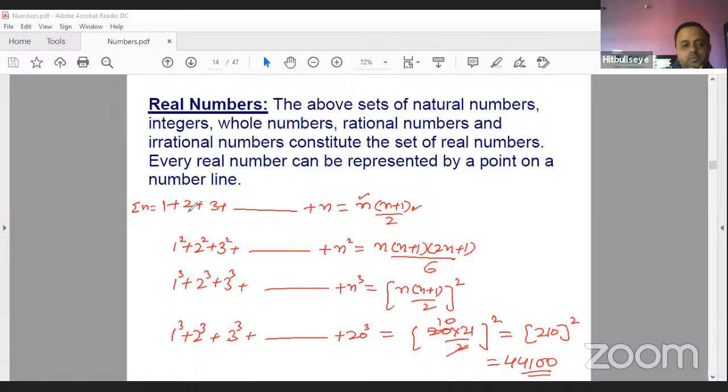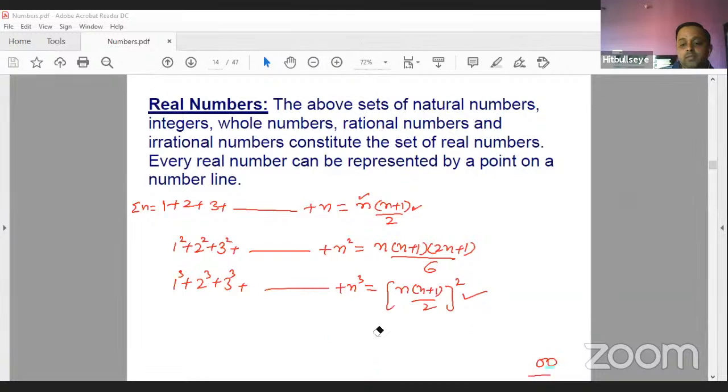So sum of first n natural numbers is given by this simple formula, n into n plus 1 by 2. Sum of the squares of the first n natural numbers is given by n into n plus 1 into 2n plus 1 by 6. And sum of the cubes of the first n natural numbers is given by this formula. The first formula is for the sum of the first n natural numbers, meaning 1, 2, 3, so you have both the even as well as odd numbers.